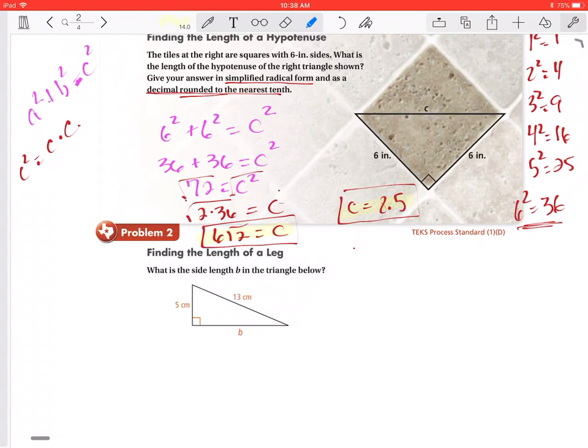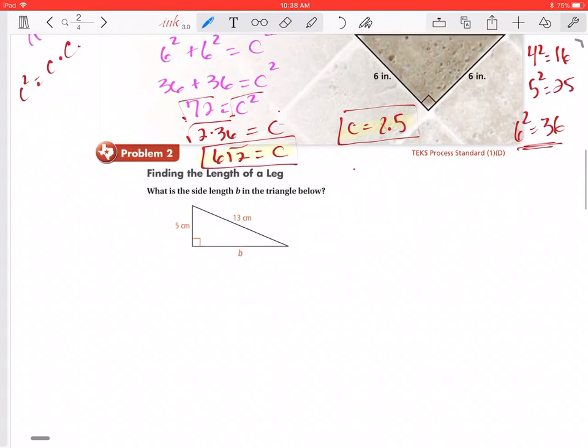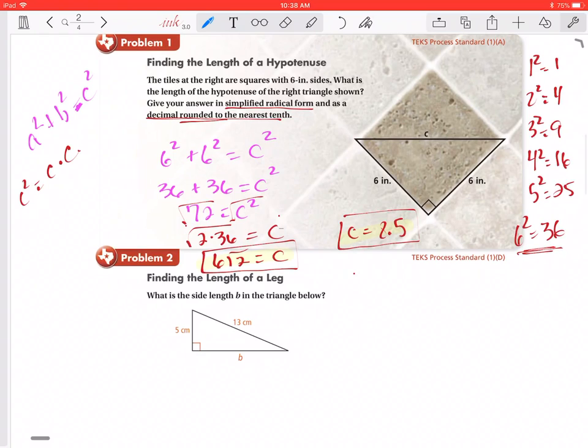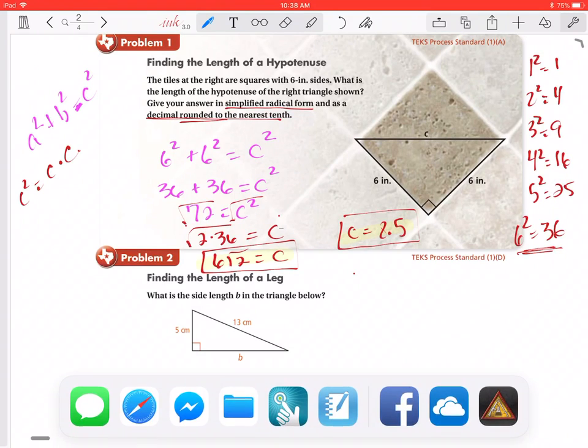Right, now on to problem number 2. I'm going to do problem number 2 in the next video. I'll probably do the remaining questions in the next video, because the Pythagorean Theorem is a fairly quick and simple concept. As long as you know the formula and understand how to plug in the values, you should be just fine. All right, I'll see you in the next video.